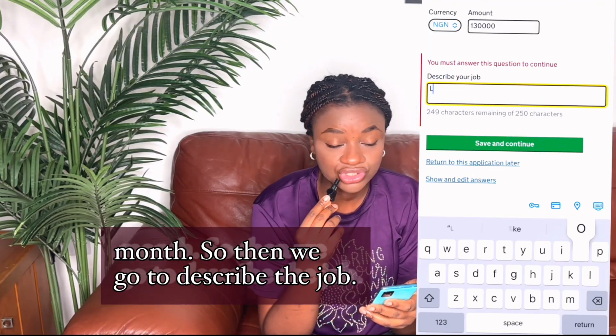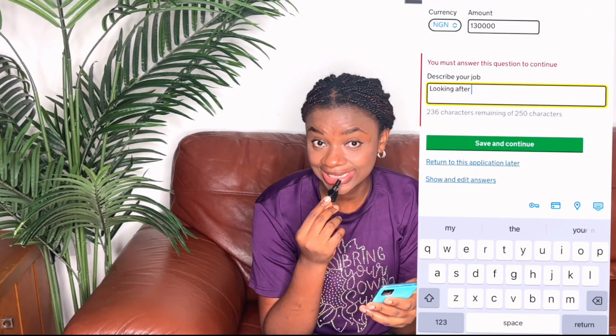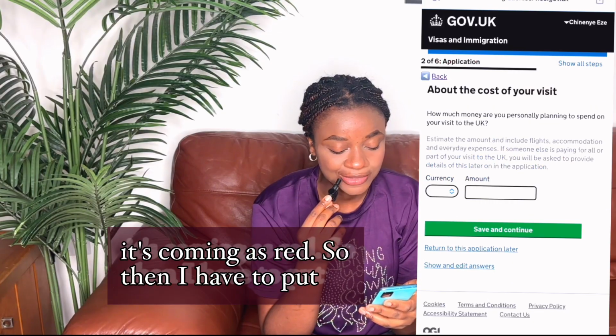So then we go to describe the job. Initially, I didn't want to put anything. That's why it's coming up red. So then I had to put something.